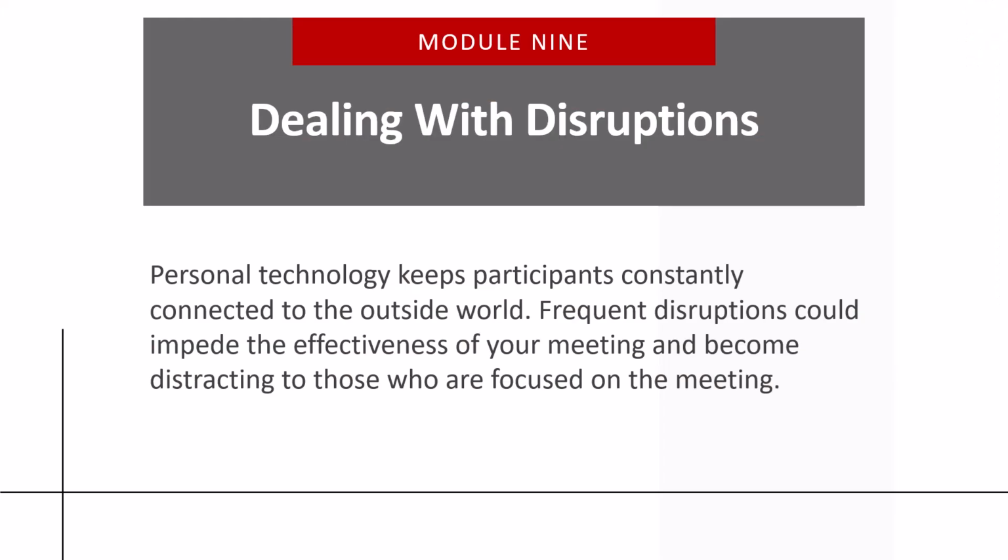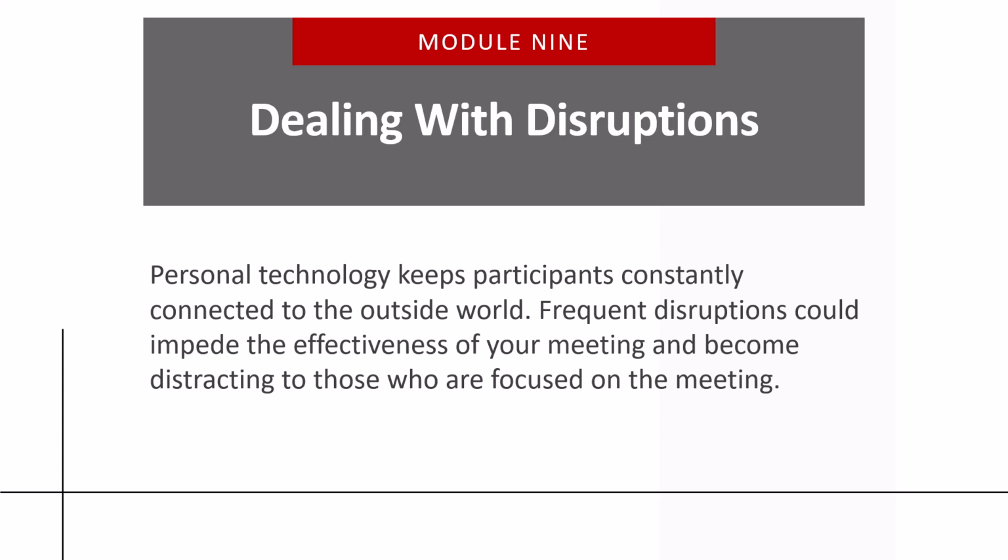Module 9, dealing with disruptions. Disruptions in the meeting are bound to happen. Personal technology keeps participants constantly connected to the outside world. Frequent disruptions could impede the effectiveness of your meeting and become distracting to those who are focused on the meeting. Furthermore, poorly managing disruptions will reflect on the chairperson or meeting organizer. The key to mitigating disruptions is to plan for them and set expectations.